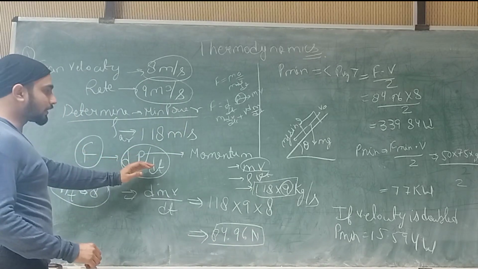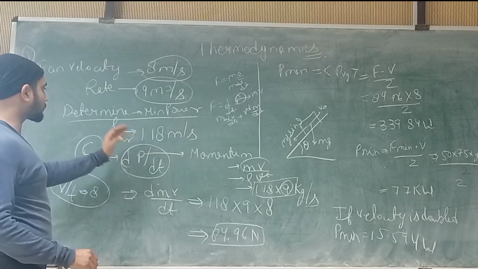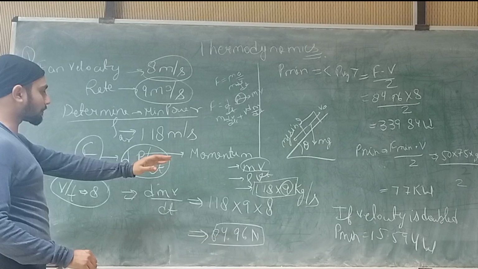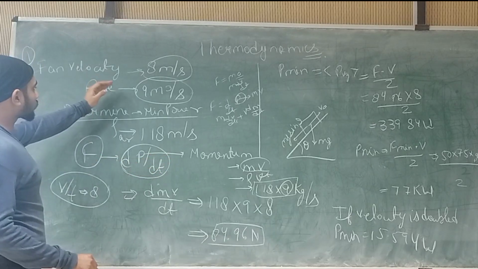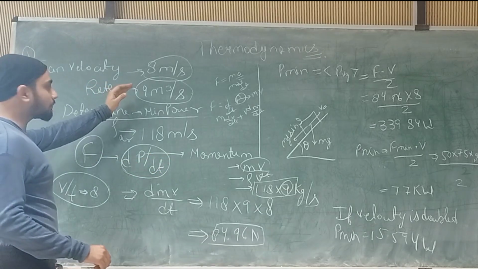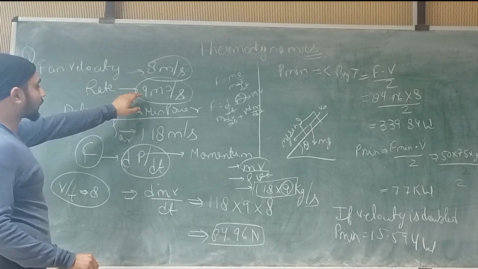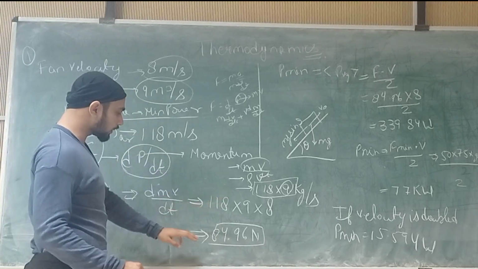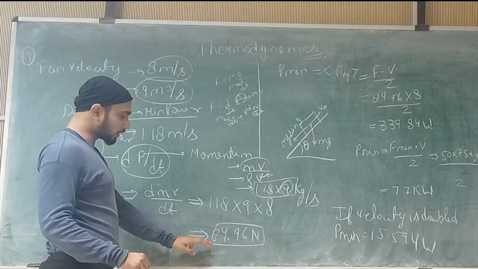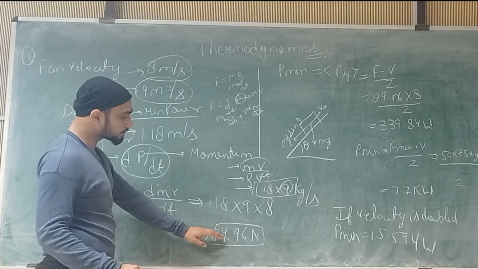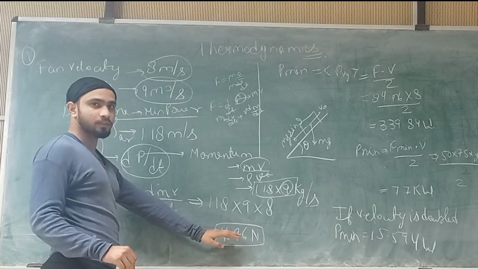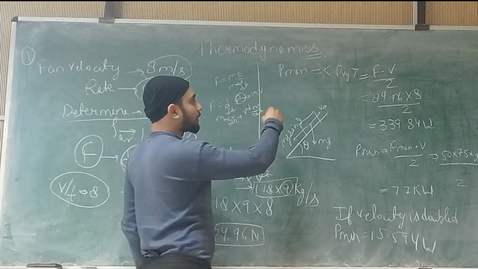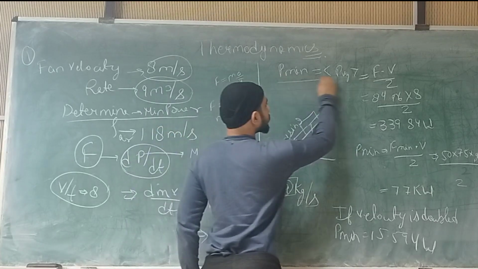Let's see one more time. The formula of force was the rate of change of linear momentum. We don't know the mass, but we know the density, so we calculated the mass, and this rate was given as 9. So 1.18 into 9 into 8, the value of force came out to be 84.96 Newton.